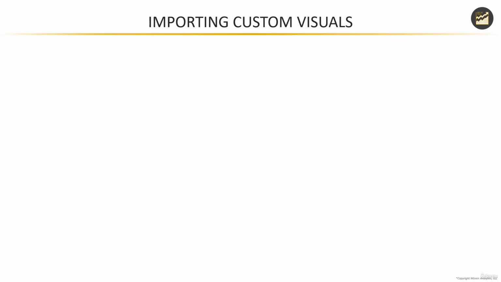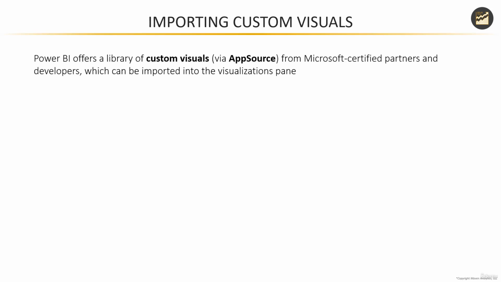So as we've seen throughout this section, Power BI Desktop includes a ton of default native chart types, right? You've got lines, areas, bars, columns, gauges, maps, and so on and so forth. But what if you need something a bit more custom? Good news is that Power BI has a library of custom visuals available via AppSource that are developed by Microsoft certified partners and which can be imported into your visualization pane in Power BI Desktop.